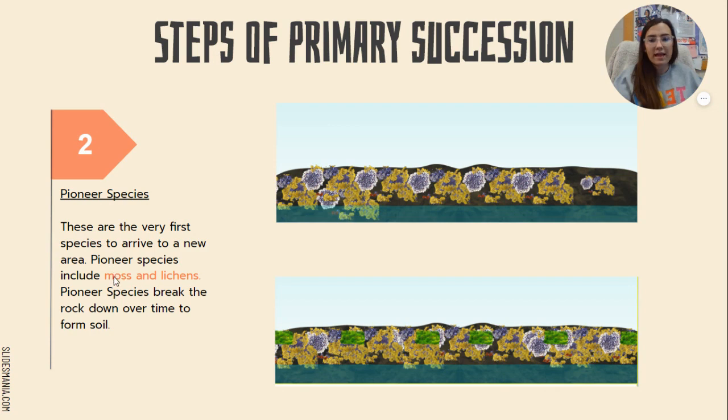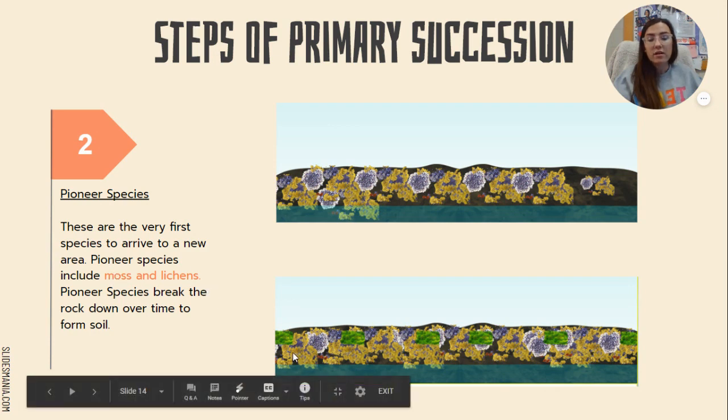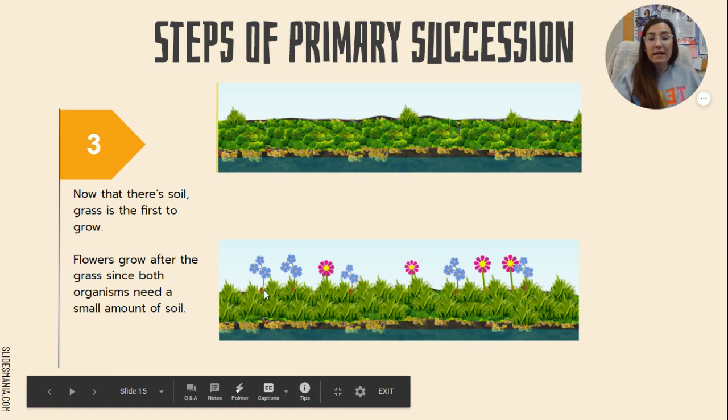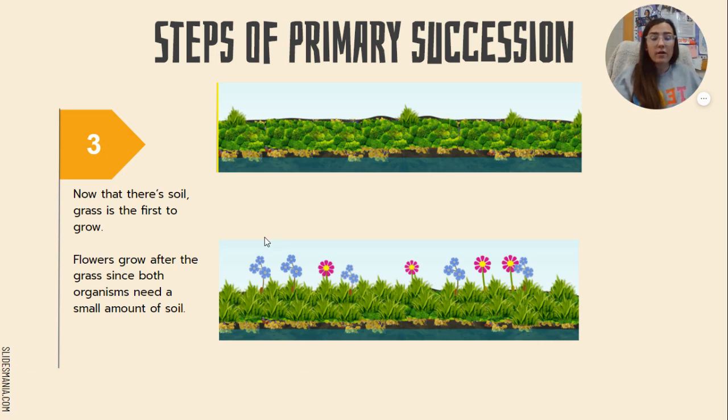What they do is the lichens and moss work together, and they break down the rock. Over time, the broken down rock forms soil. After that, things can begin to grow. Now, I want you to understand, with succession, you start smallest to biggest, okay?